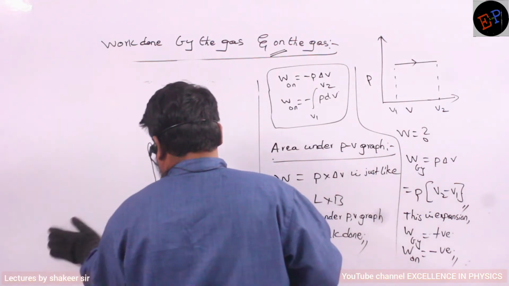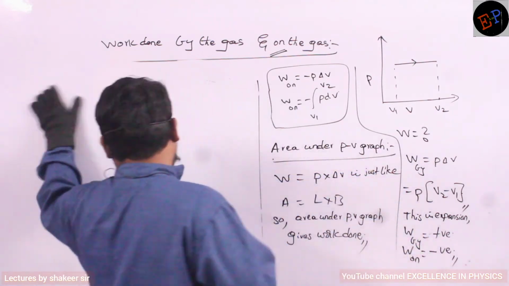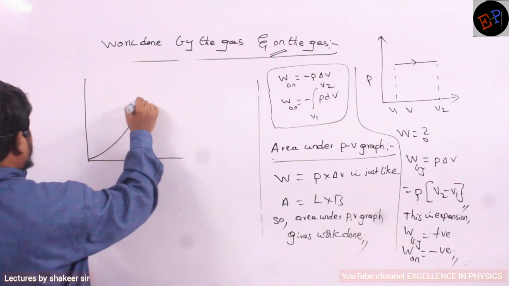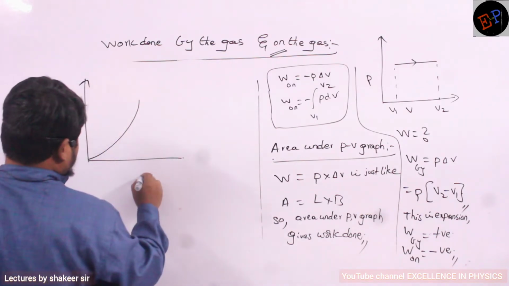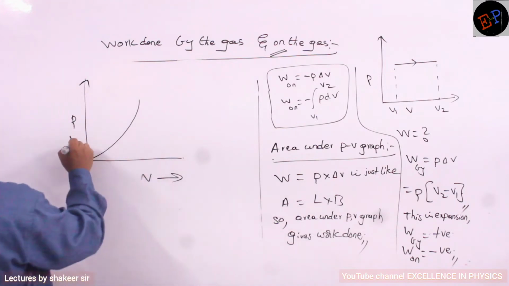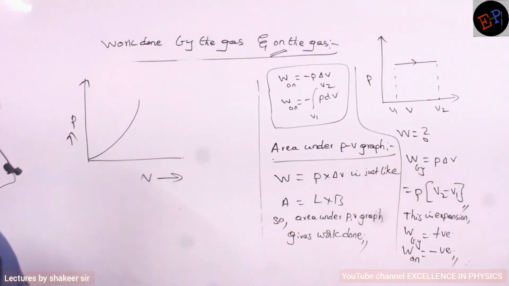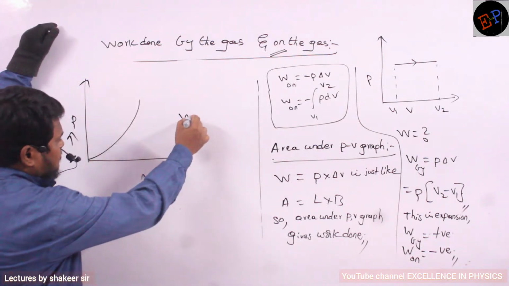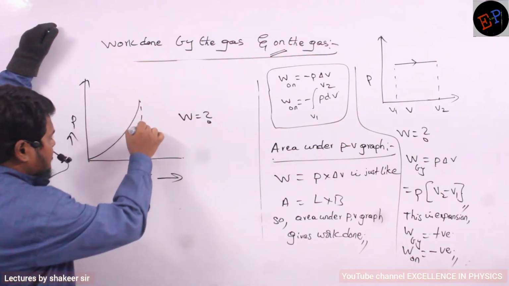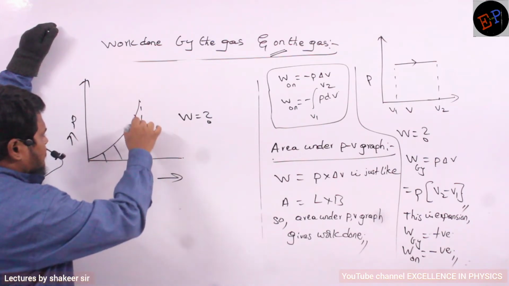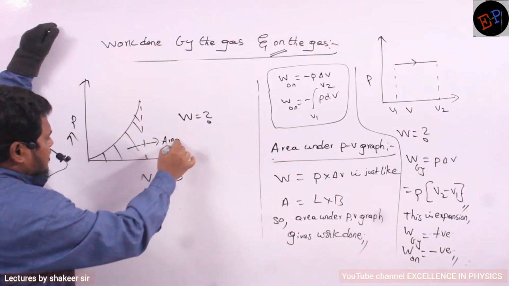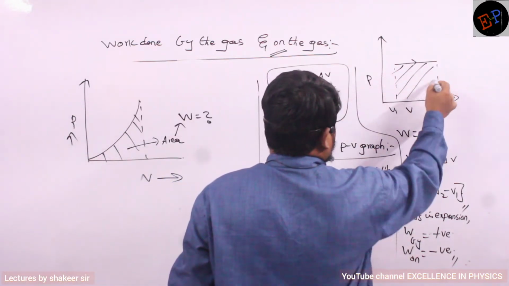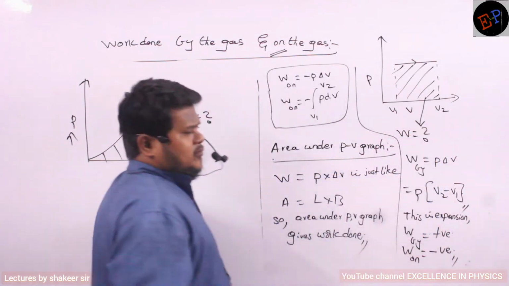Similarly, if I draw one more graph. Okay, ma? So consider this is the graph. So this is pressure and this is volume. Now, in this condition, how can I find out work done? First of all, work done is nothing but area under the graph. That's all, no? Find out the area. Area is nothing but work done. In this condition also, if you can find the area, the area is nothing but work done.